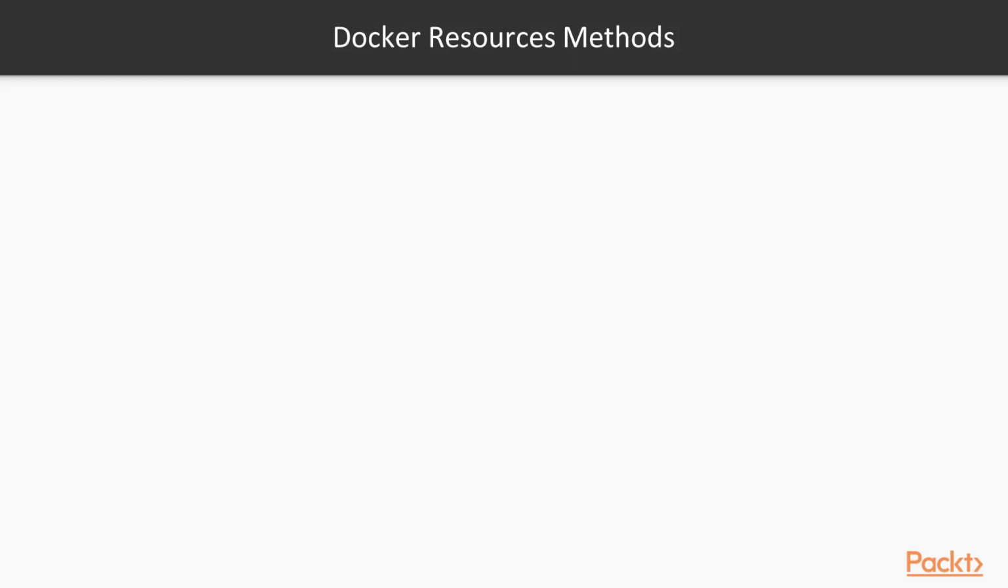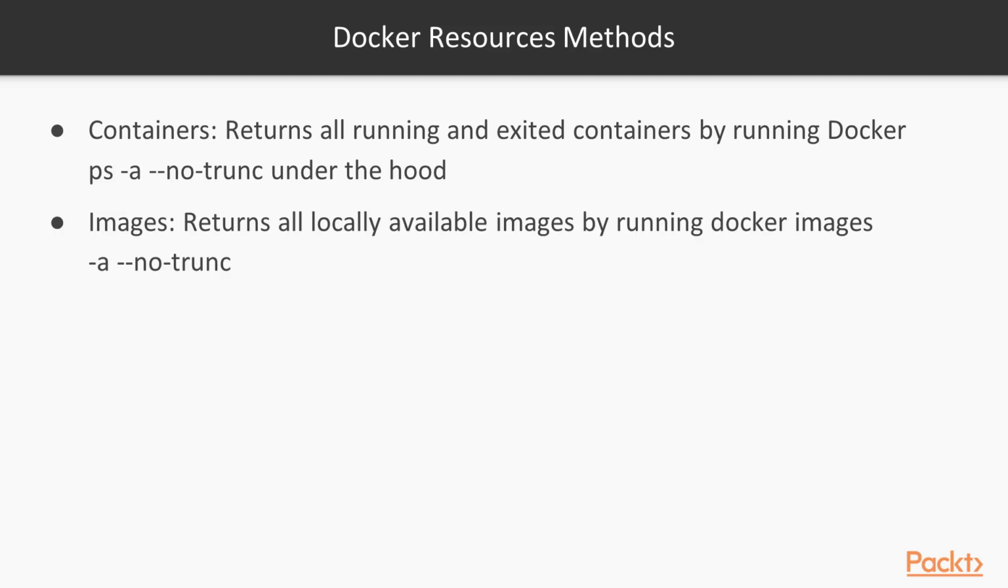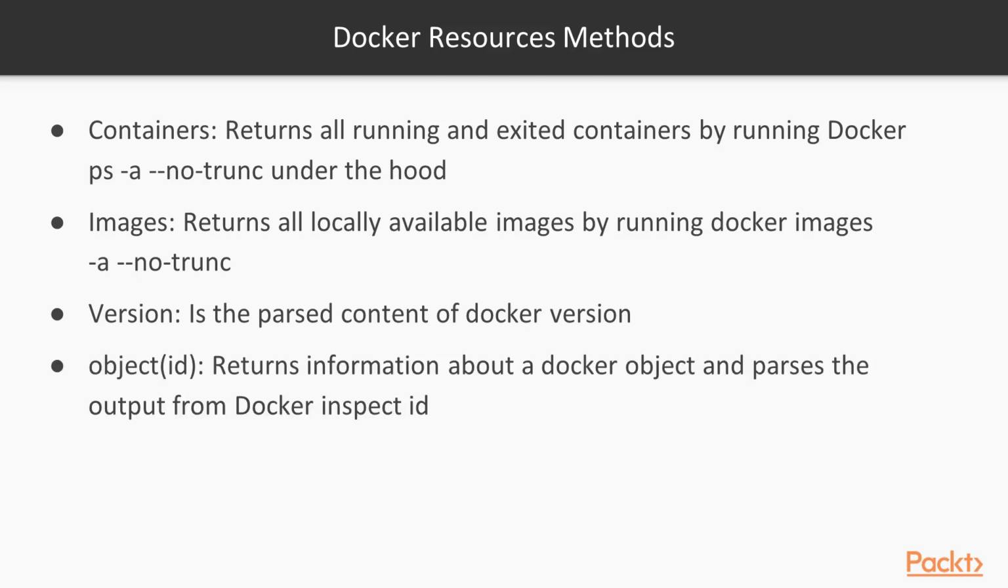Let's look into a few of the methods available with Docker resources. Containers method returns all running and exited containers by running docker ps -a with no truncation under the hood. Images method returns all locally available images by running docker images command under the hood. And version is the parsed content of docker version command. Object with the ID, that is a container ID, returns information about the Docker object and parses the object from docker inspect ID command. We would also scan the Docker container using this Docker connection.